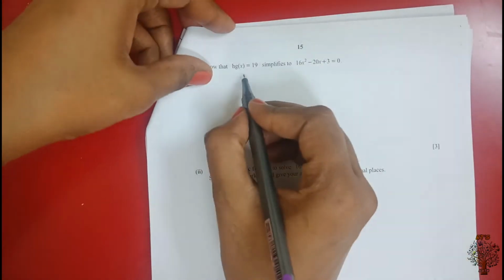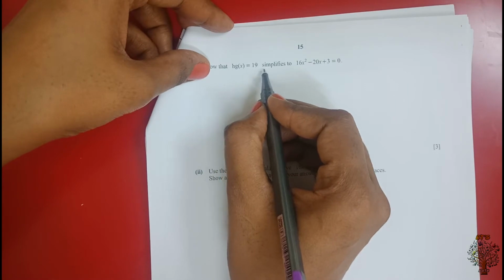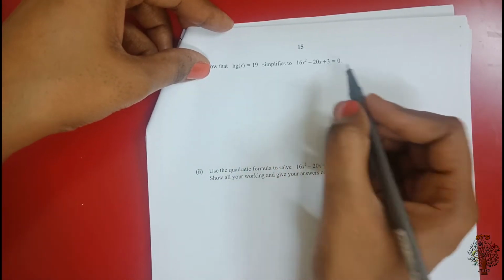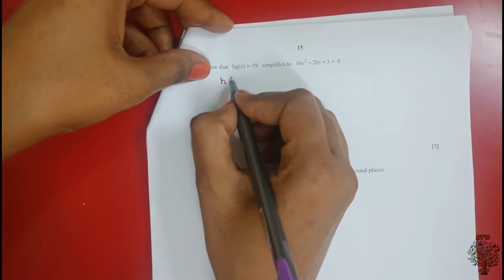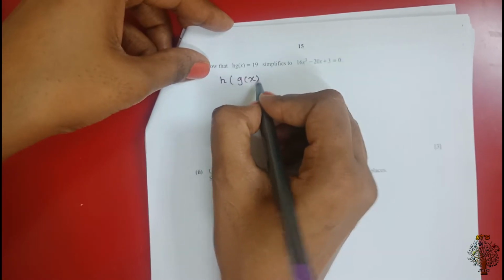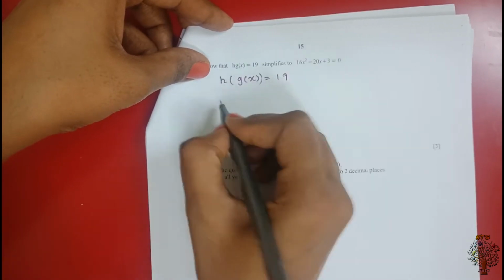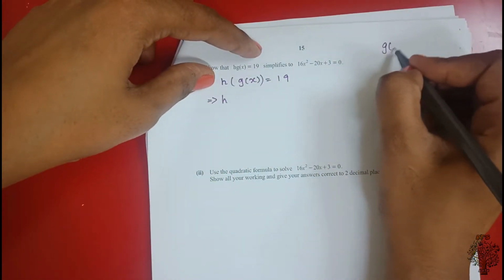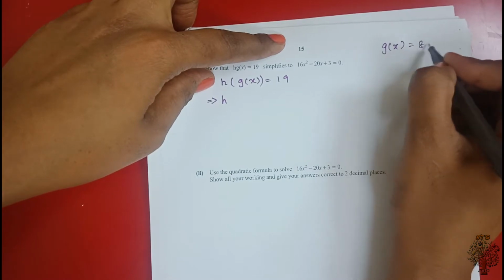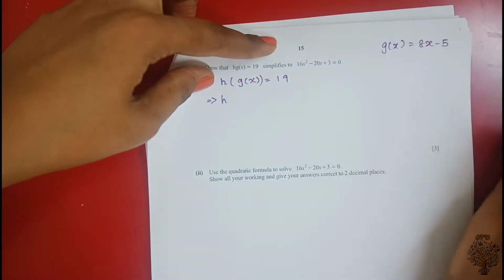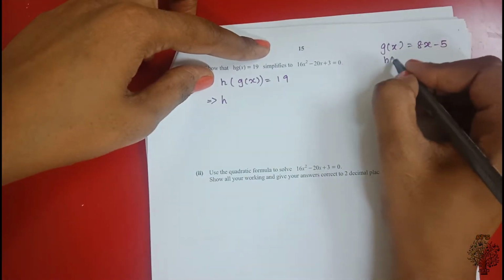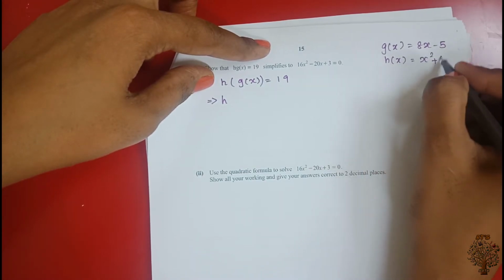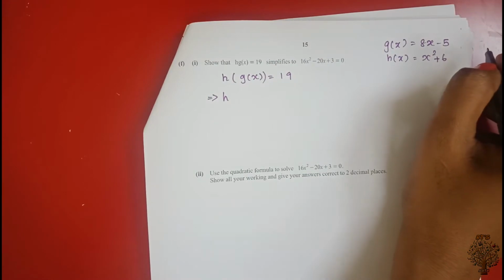Next question, h of g of x is equal to 19. Simplify this to 16x square minus 20x plus 3. h of g of x is equal to 19. First thing, what is your g of x? You can check. g of x is equal to 8x minus 5, and h of x is equal to x square plus 6. Okay, we have these two.